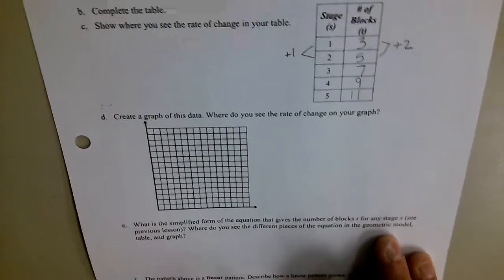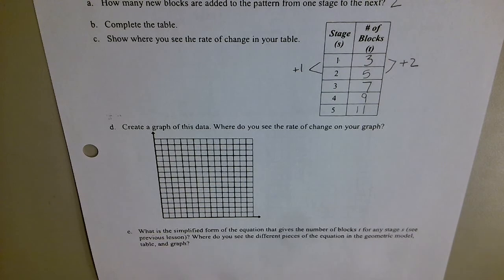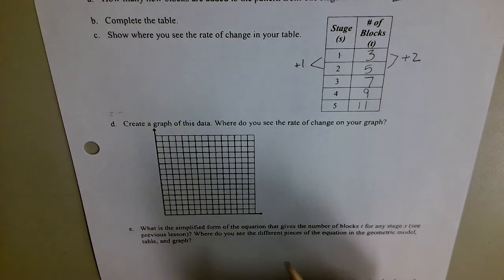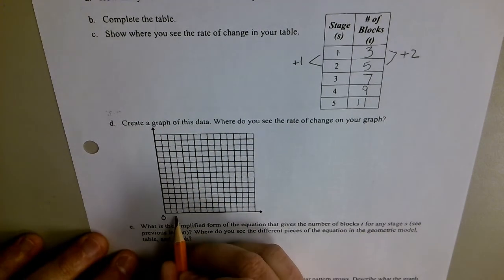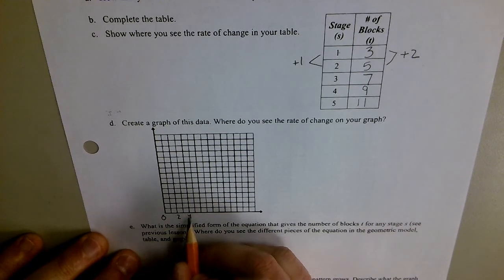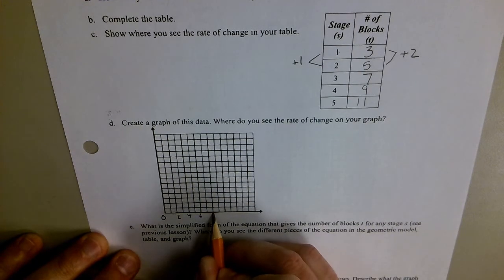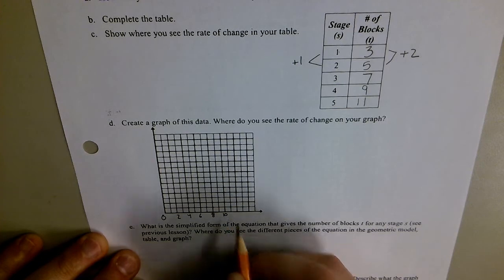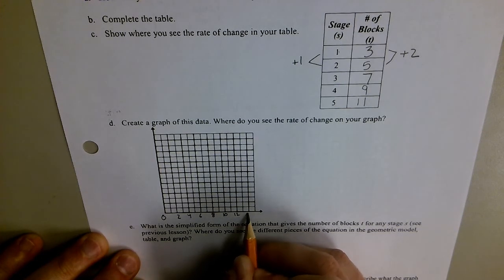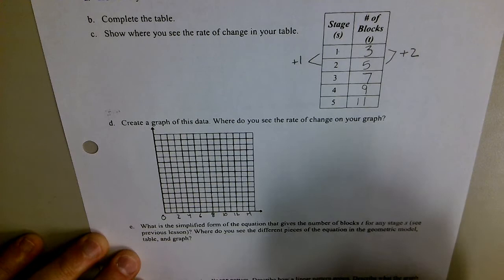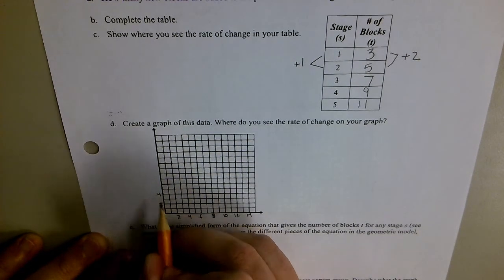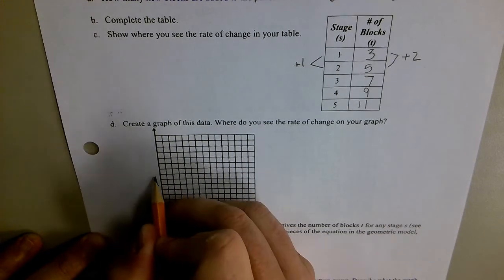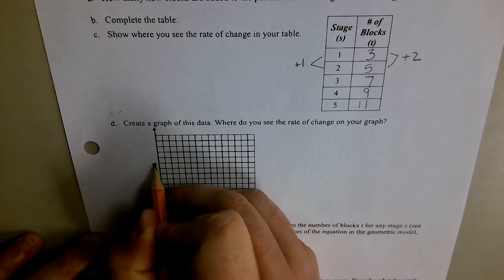So now we're going to take our data from this table and we are going to create a graph. So what I'm going to do is I'm going to start here, 0, and every line is worth 1, but I'm only going to label every other one just to save some time. And we'll do the same thing for this way as well. Every one is 1, but we're only going to label every other so we can save some time.